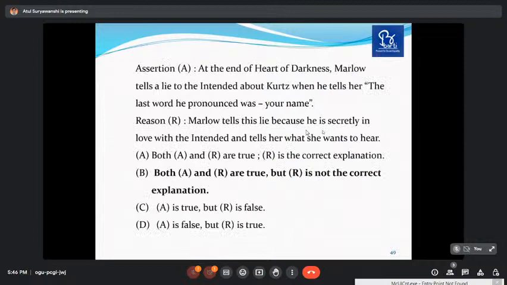Next question. Assertion: At the end of Heart of Darkness, written by Joseph Conrad, Marlowe, who is the narrator of the story, tells a lie to the Intended about Mr. Kurtz when he tells her the last word he pronounced was her name. Reason: Marlowe tells this lie because he is secretly in love with the Intended and tells her what she wants to hear. Now the B option is correct. Both A and R are true, but R is not the correct explanation of A, remember.